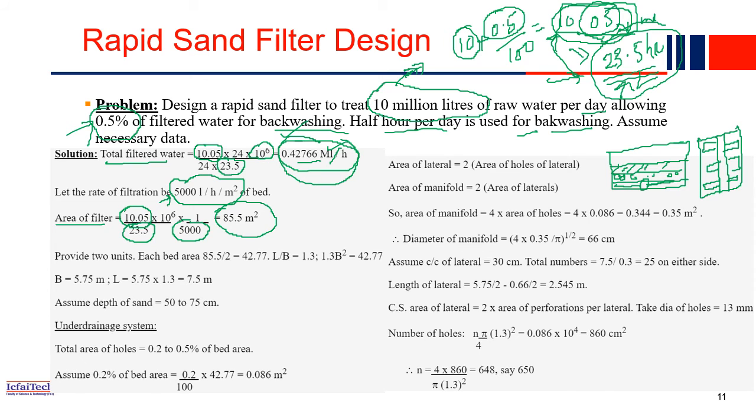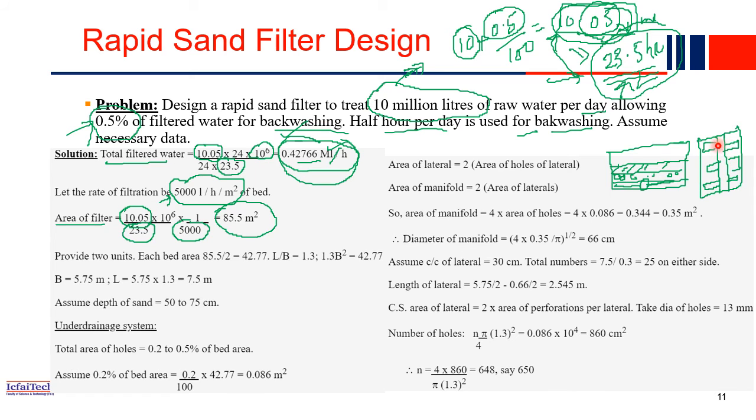So now we are computing the total area of this filter bed. We already assumed that the rate of filtration is 5000 liter per hour per meter square of bed, right? So in total we have to filter 10.05 × 10^6 liter, divided by the total time, 23.5 hour, and the rate is 5000. If you do it, you will get the total area of the filter, which is 85.5 meter square. So 85.5 meter square is the total area of filter required.